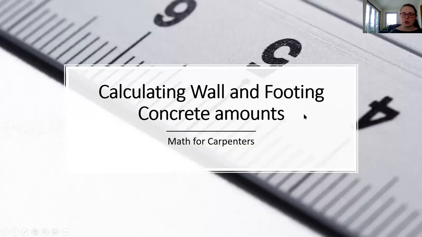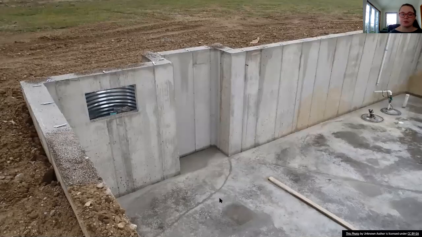All right, so in this lesson, we're going to look at calculating the wall and footing amounts for concrete. So I know the volume of concrete for the wall, the volume of concrete for the footing. Typically, these are done in two separate pours, so we're going to look at them separately. So here's our picture of our foundation, just a refresh from last class.